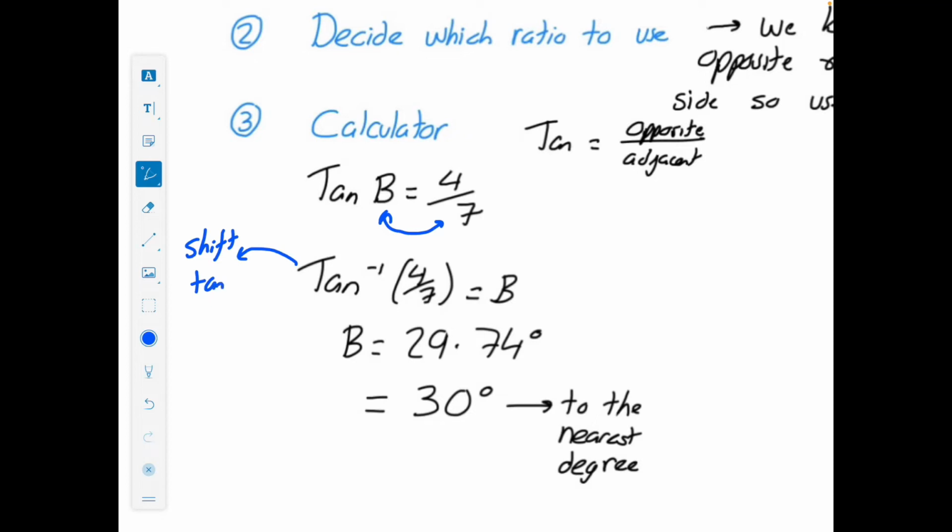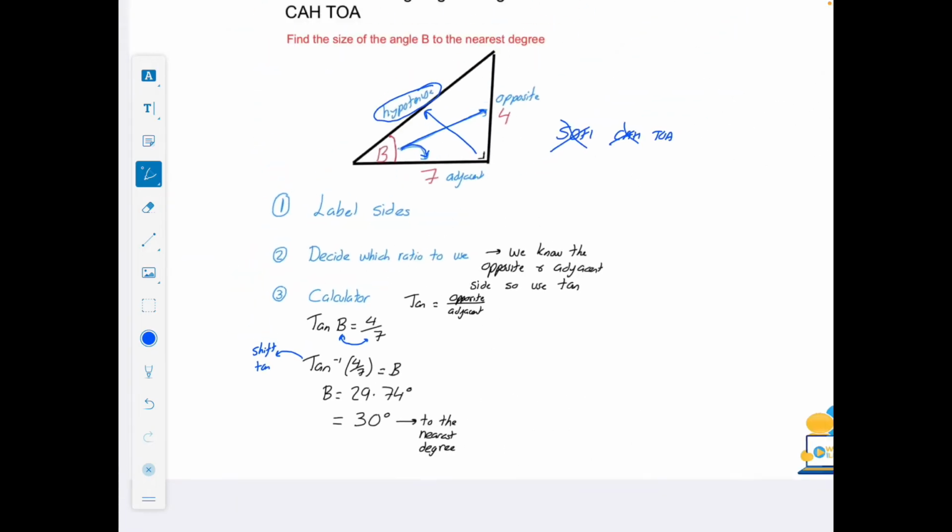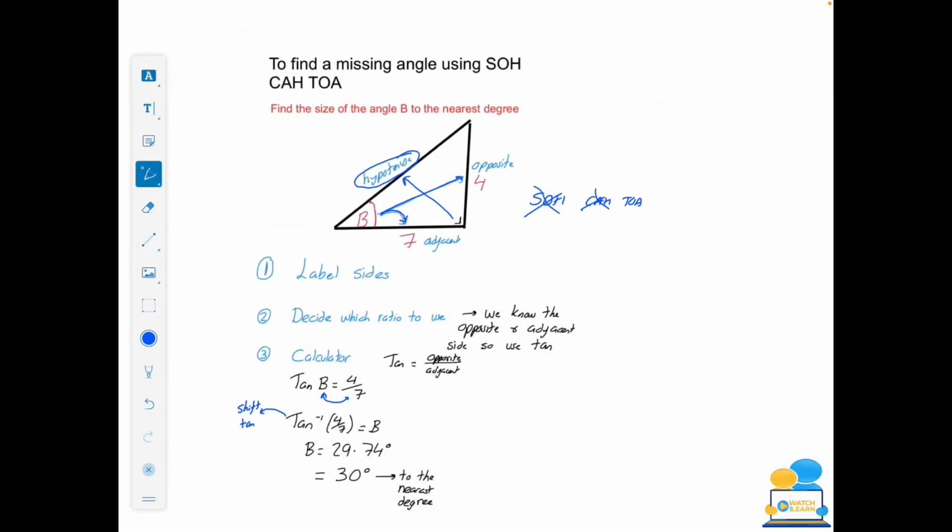Okay, and then in that bracket after, you put the 4 over 7, close the bracket and press the equal to sign, and you get out that B is 29.74 degrees. Okay, this question said to the nearest degree, so you're going to round that up to 30 degrees. Okay, again, that answer looks reasonable.